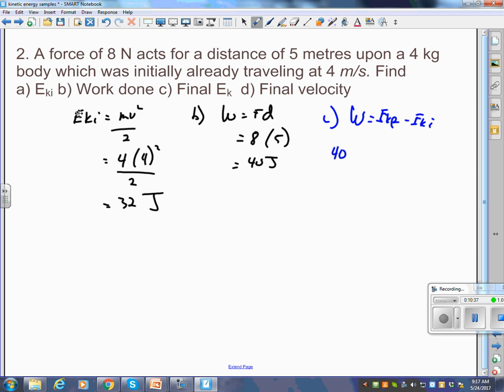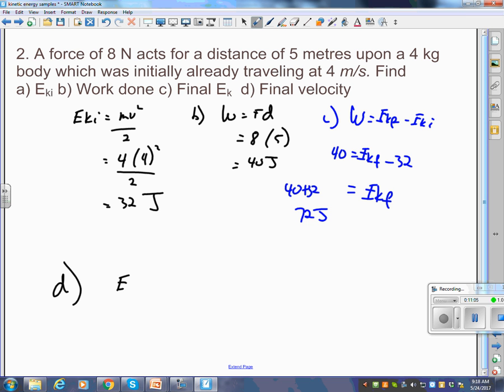You solve for EKF. And then that's going to be minus the 32. But when it goes to the other side, EKF is going to be 40 plus 32. 72 joules. Right? You're adding work. You're adding more. And so what is that final velocity?